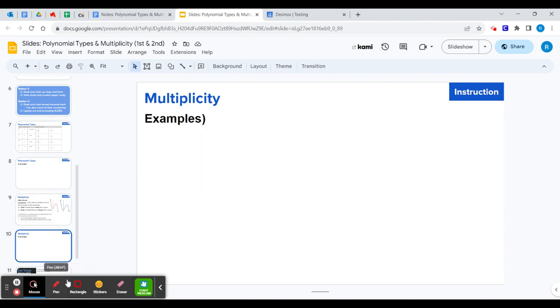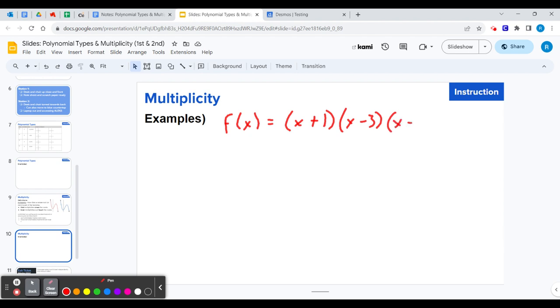So I want to show you just a couple examples of how these might be written out. So if we have, let's say, f of x equals x plus 1 times x minus 3 times x minus 3. Let me make sure that's an x there. We can write it like that, right? And this has a multiplicity of 2. And I'll just put mult of 2, so I don't have to write that out.